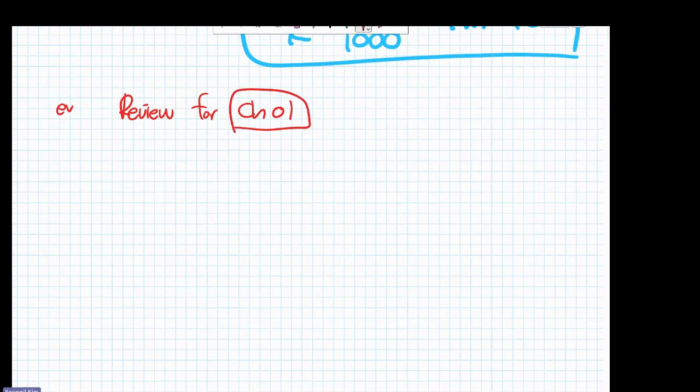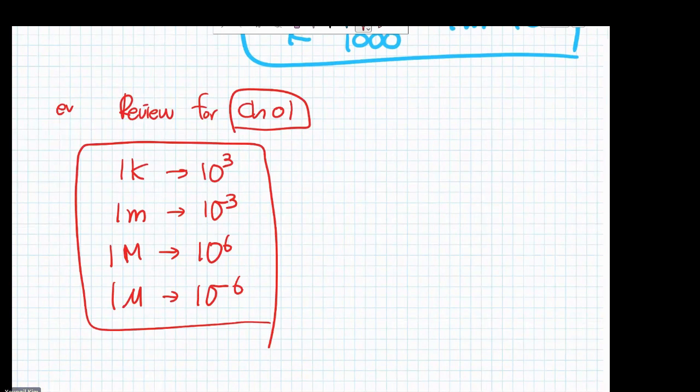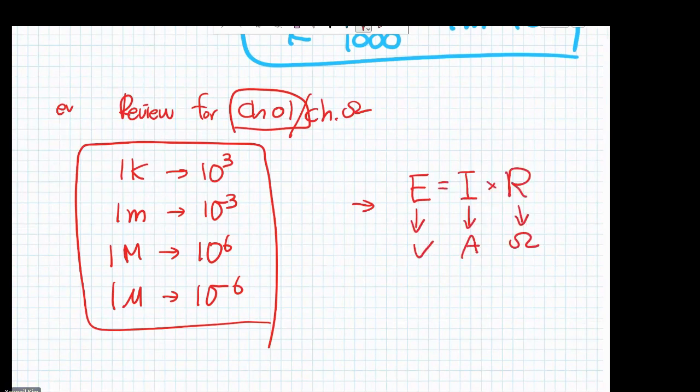All right, Chapter 1 is really simple things. Chapter 1 was really the unit issue, okay? 1 kilo is 10 to 3, 1 milli is 10 to minus 3, 1 mega is 10 to 6, 1 micro is 10 to minus 6, okay? At least you have to know that. We have already covered Chapter 1 and Chapter 2. We learned before Ohm's law, okay? E is I times R. This is Ohm, this is amp, this is Volt, okay?